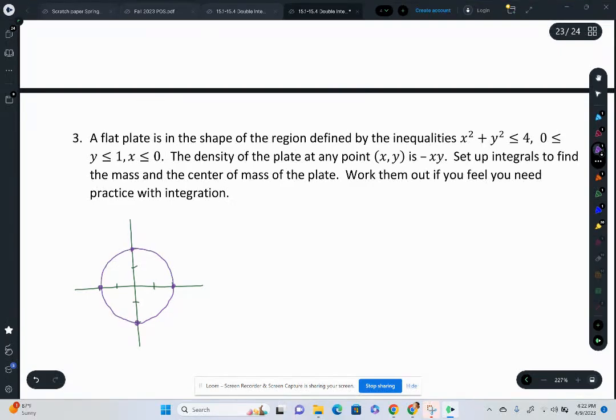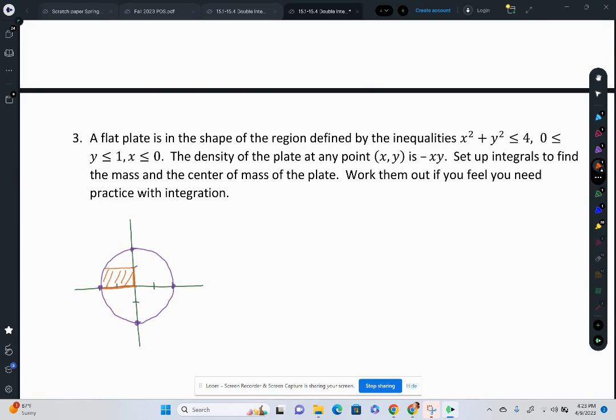And here's my circle. Okay, that's x squared plus y squared equals 4. And if I shade it all in, it's the less than or equal to 4. Okay, I'm not going to shade yet because they also tell me that y is only between 0 and 1 and x is negative. So that means we've got this shape right here. And that's it. Kind of an odd shape.